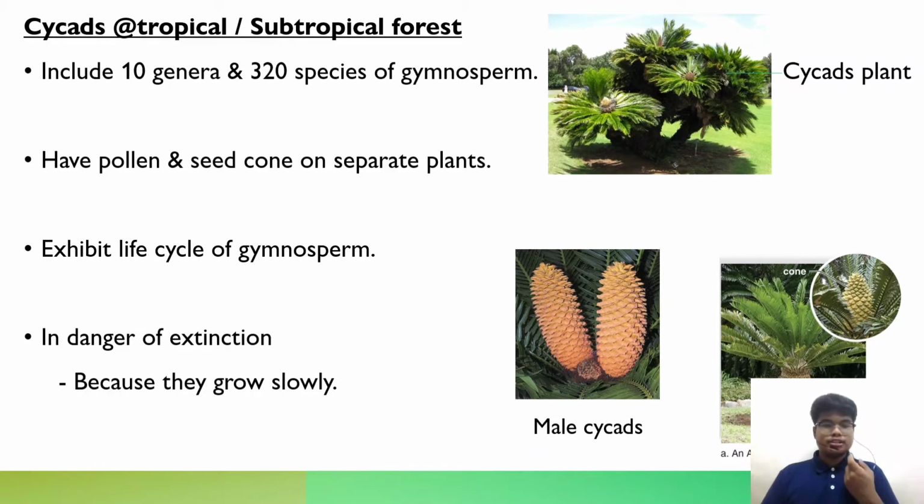The next one is cycads. Cycads can be found in tropical and subtropical forests and include 10 genera and 320 species of gymnosperm. For the reproductive system, cycads have pollen and seed cones on separate plants and exhibit the life cycle of gymnosperms. Pollination of cycads and pines is different, as cycads are most likely pollinated by insects rather than by wind. Cycads are stated to be in danger of extinction because they grow slowly.